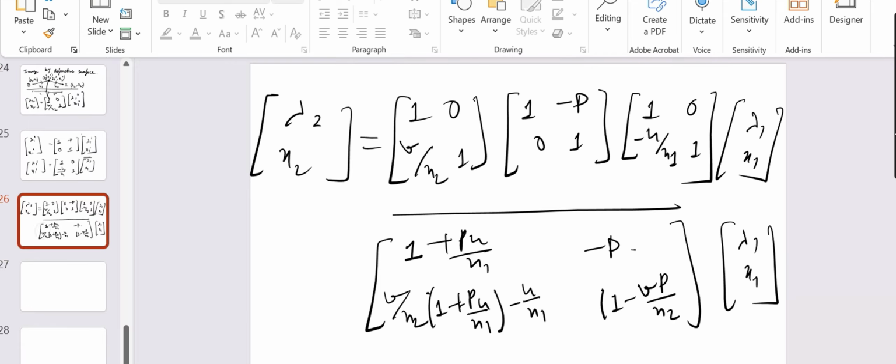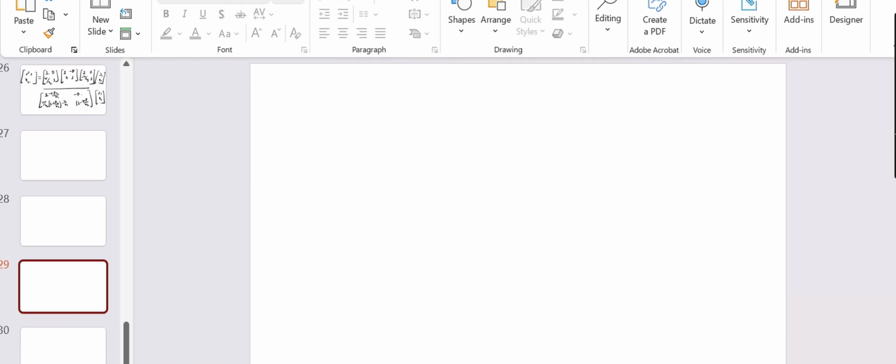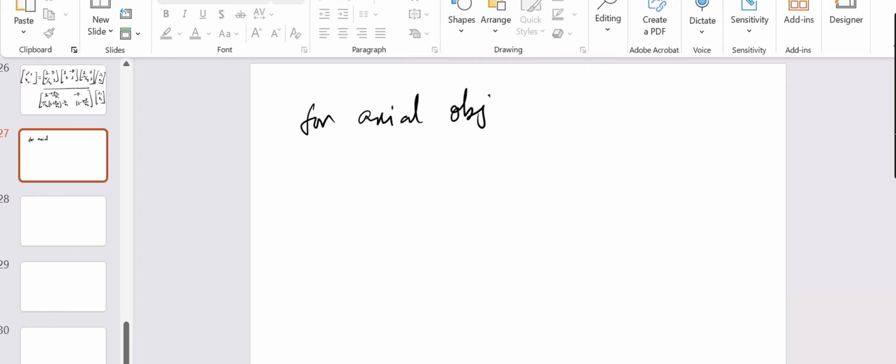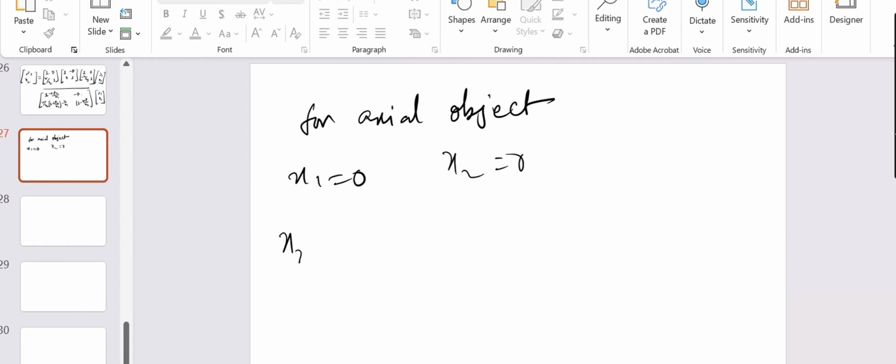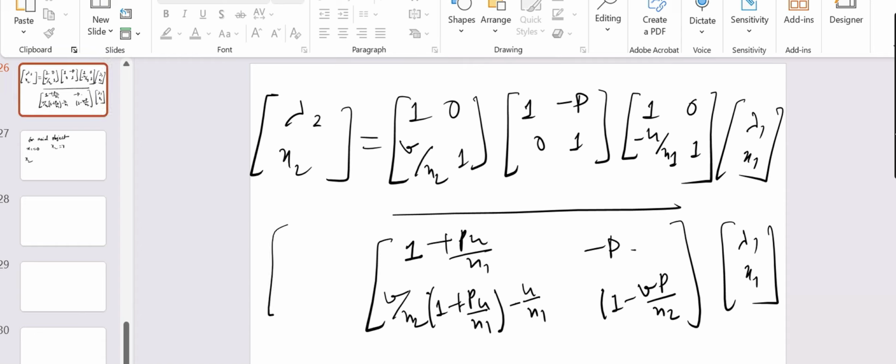Now there are different approximations. For an axial object, x1 is equal to 0. An axial object means the object which lies on the lens axis. So obviously x1 is equal to 0, x2 is equal to 0. So when x1 is equal to 0 and x2 is equal to 0, when we are writing the matrix like this, lambda 2 x2 is equal to this thing.